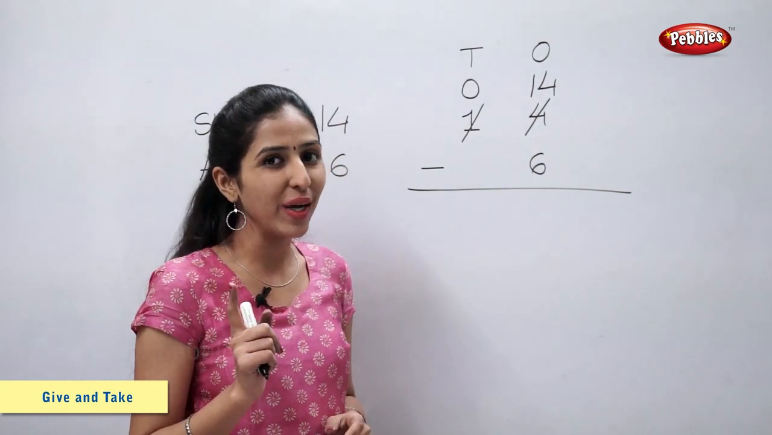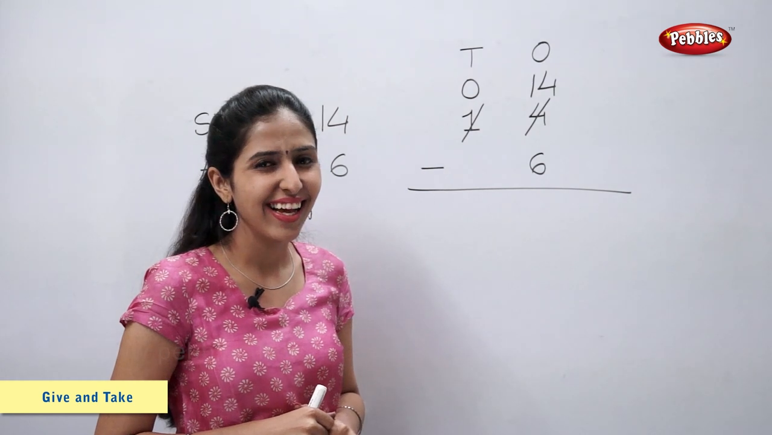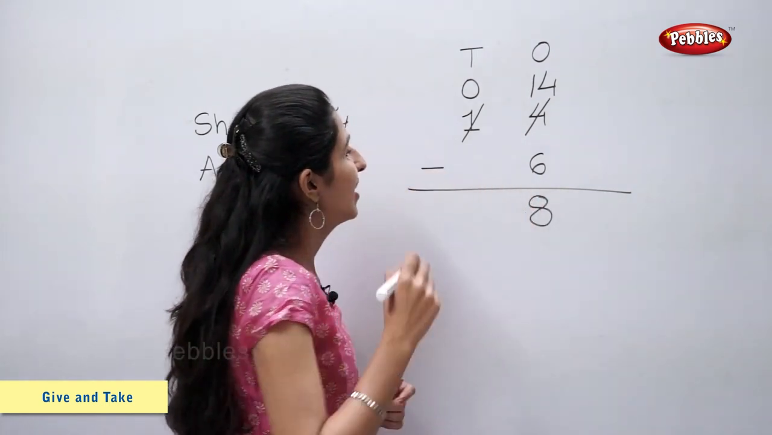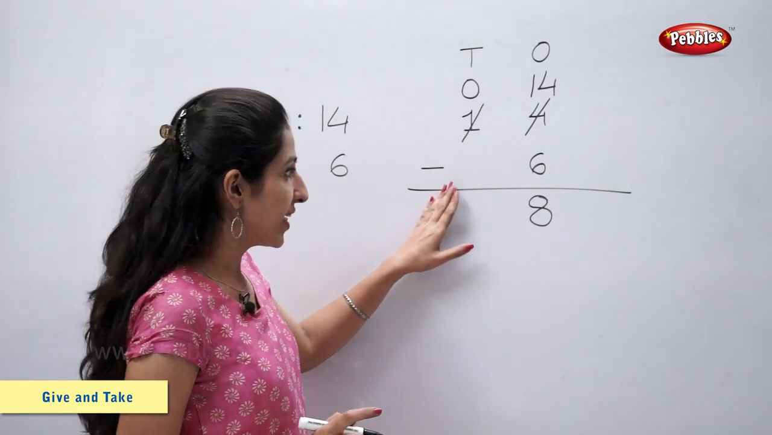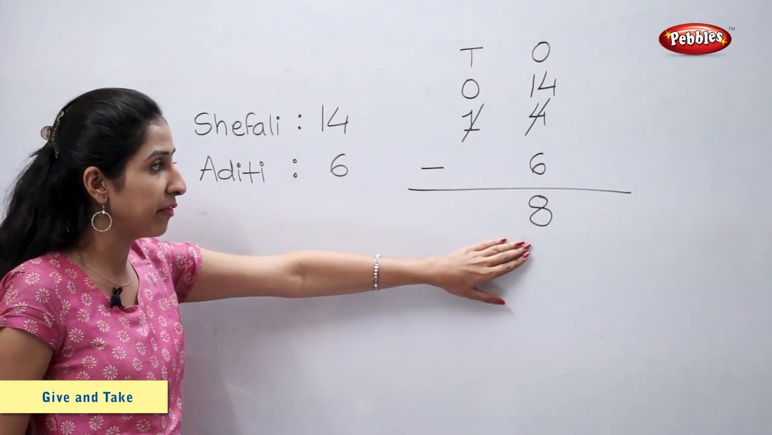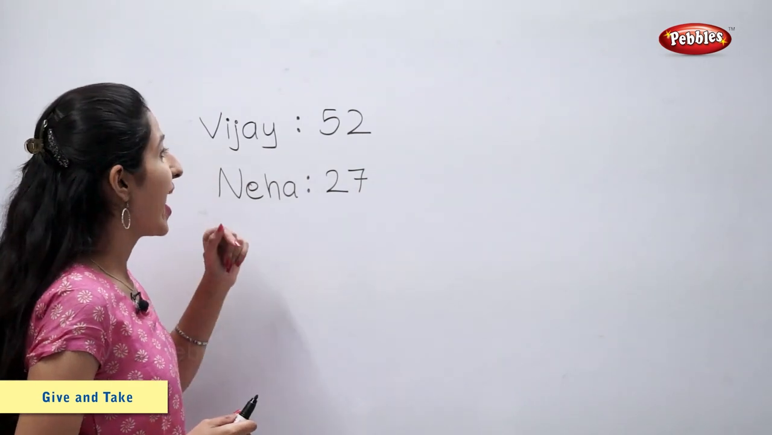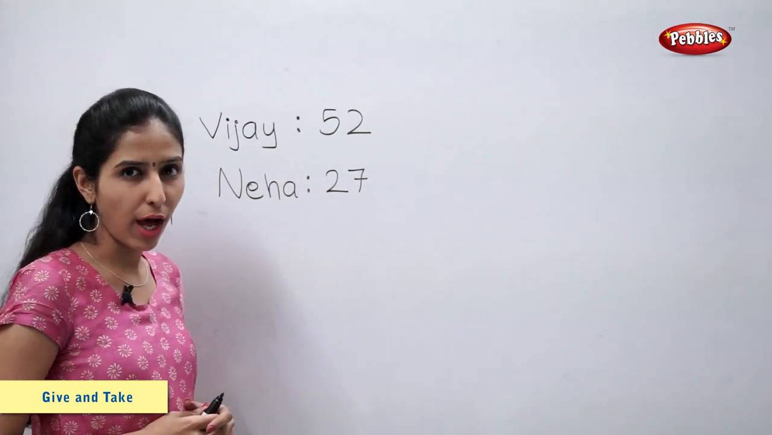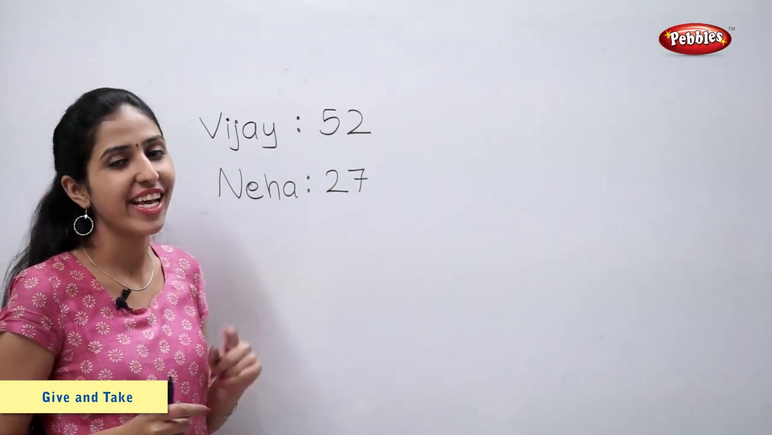Tell me, students, how much is 14 minus 6? Count and tell me. Right, that is 8. So now there are 8 pearls. 14 minus 6 is equal to 8. So now Shefali is left with 8 pearls. Now let us look at this example. Vijay had 52 pearls. He gave 27 pearls to Neha. Now we have to find the number of pearls left with Vijay using tens and ones.